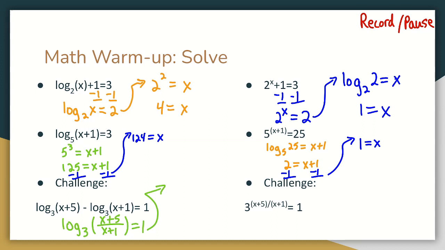So that means 3 to the first power is equal to, we're rewriting this in exponential form, x plus 5 over x plus 1. So that says 3 is equal to x plus 5 over x plus 1.